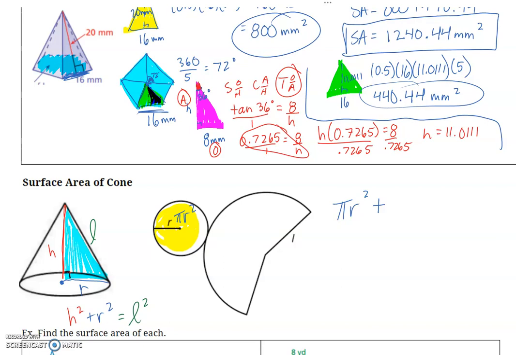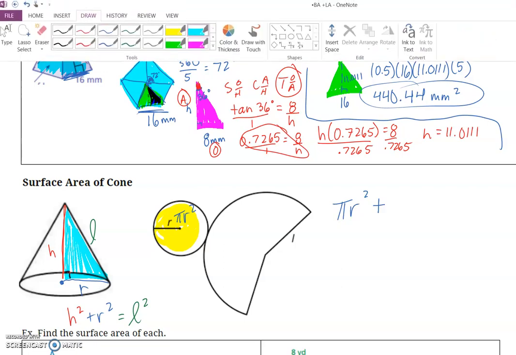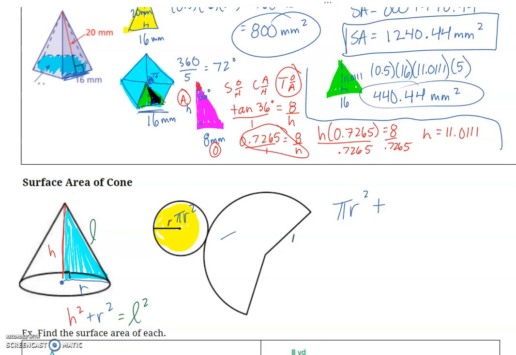I'm getting too excited. I have pi r squared. Now, how do I find the area of the lateral space? Well, that's given by the formula pi times r times the slant height L. And once again, it has to do with circles and proportions, and it's really cool, and I'm excited to show you later. But for now, just trust me, lateral area is given by pi times r times the slant height. So surface area of a cone, pi r squared plus pi r L.